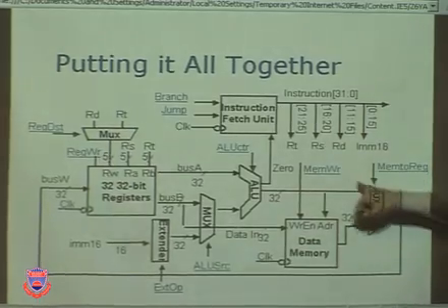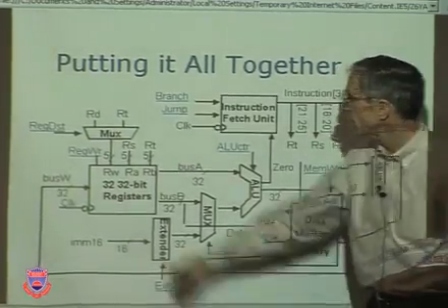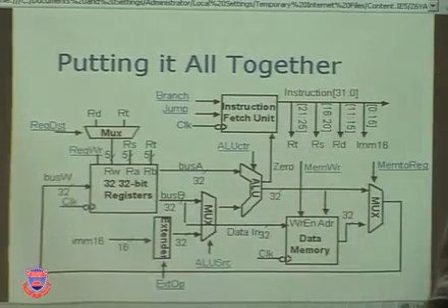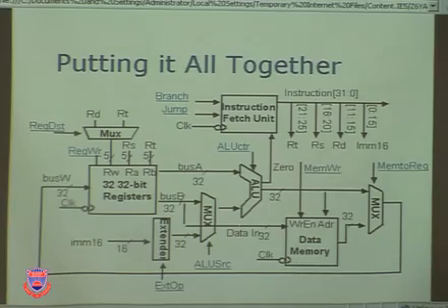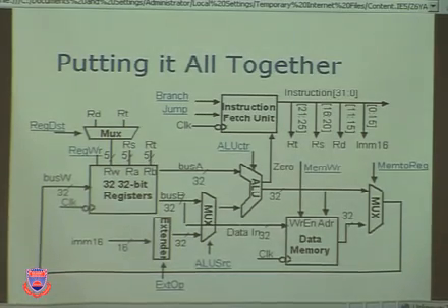Look at them here. Mem to reg, mem write, ALU source, external operand, register write, register destination, branch, jump. Okay, we've got a lot of them. Those things in blue we haven't yet designed. They're part of our control unit. We're going to have to do a second half of the design and do that.